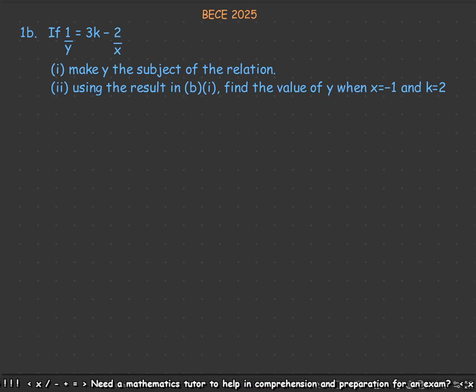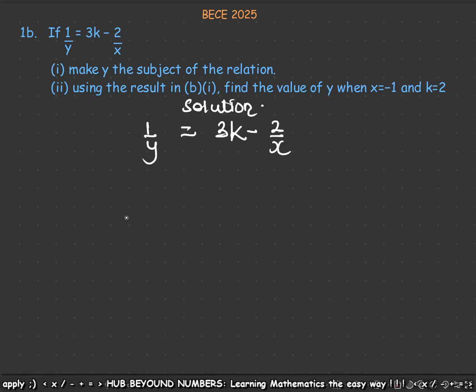Now we are still on the BECE 2025 questions, and this is 1b. It says if 1 over y is equal to 3kx minus 2 over x, all we need to do is make y the subject. After making y the subject, let's find the value of y when we are given x as negative 1, and then k as 2. So without much ado, let's quickly look into it. So there's the question here.